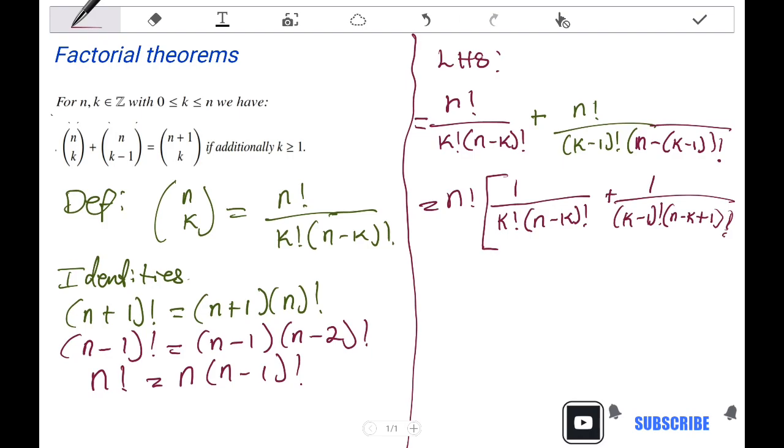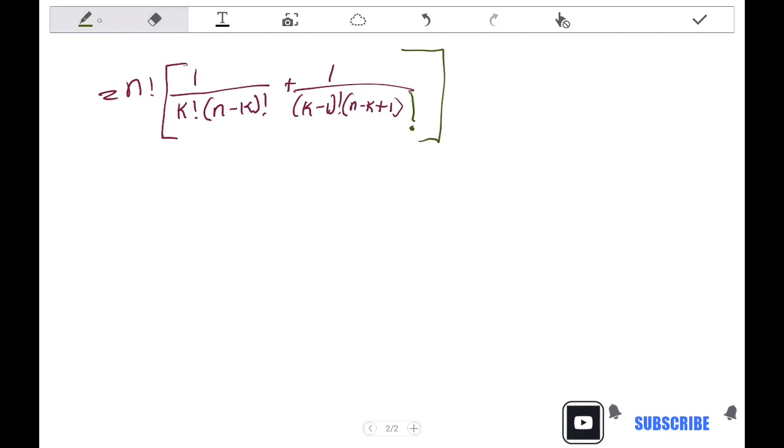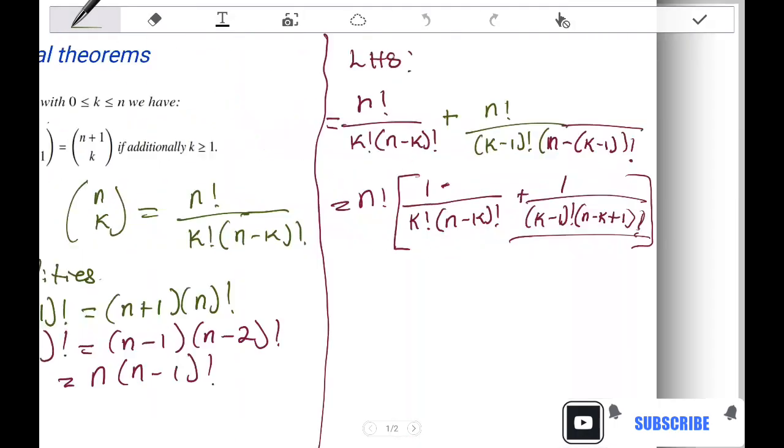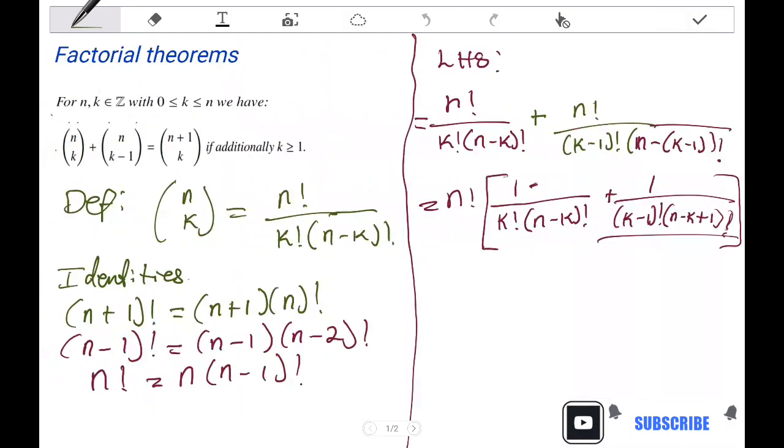Then after that you are going to multiply this by that, to find the lowest common denominator. So this is what we have on our left hand side.